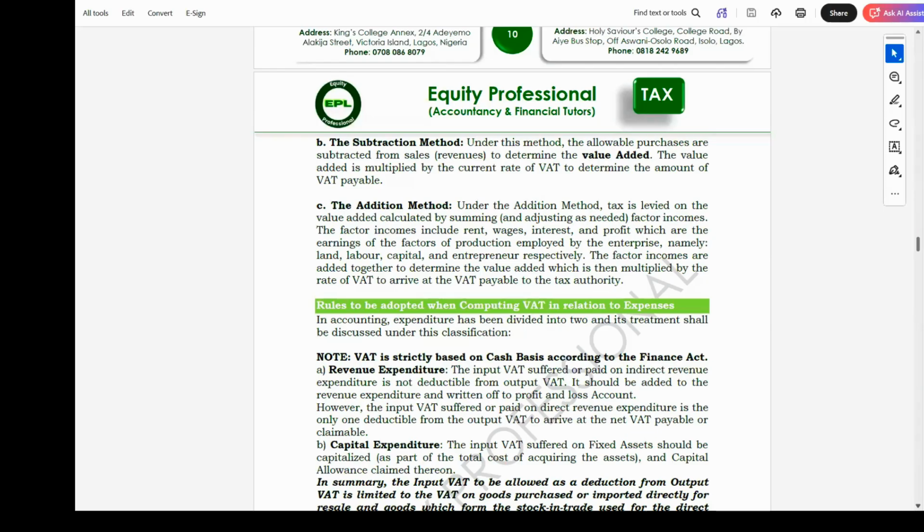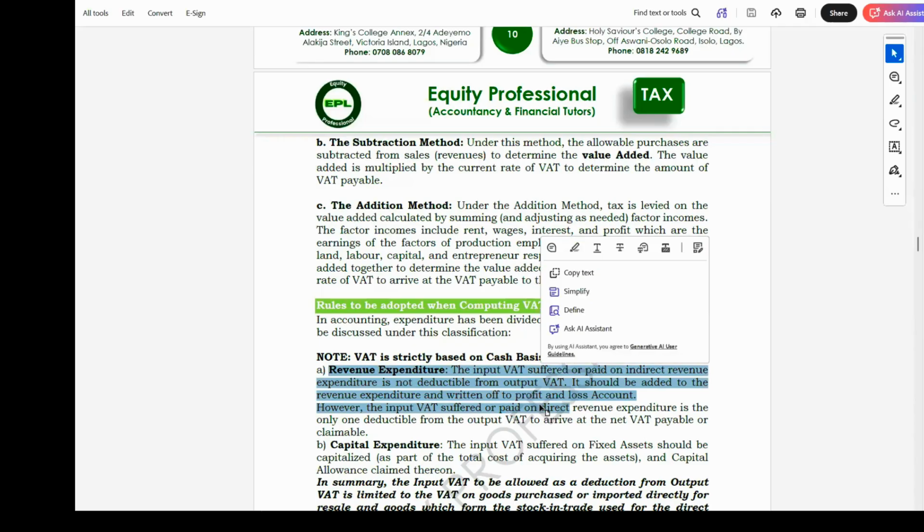Under the law, basically, there are two categories of expenditure. We have revenue expenditure and capital expenditure. Revenue expenditure, these are expenditures that are recurrent, expenditures that are needed for the day-to-day running of the organization, the day-to-day running of the business. They are recurring expenditures. It is called revenue expenditure.